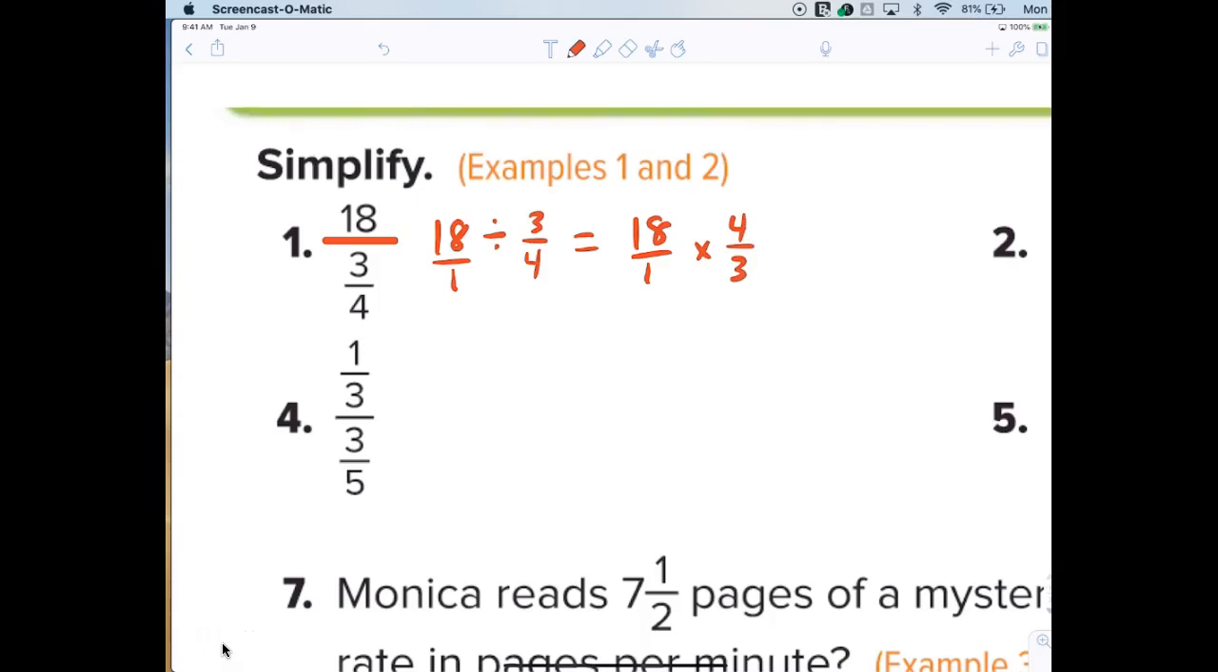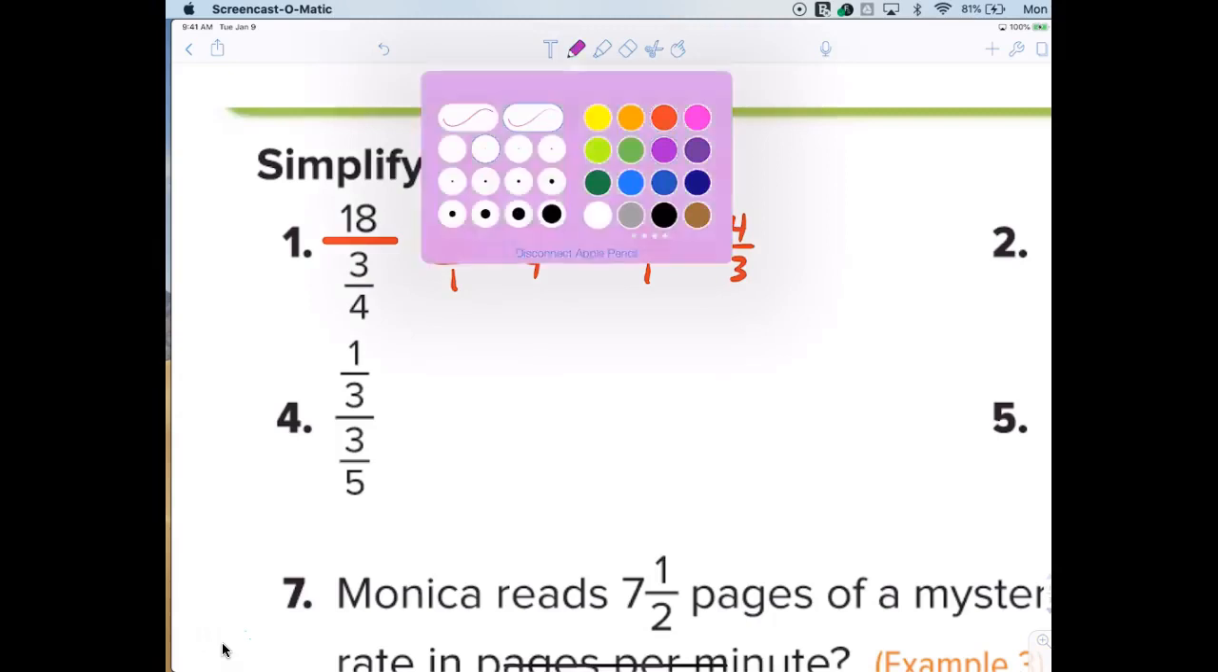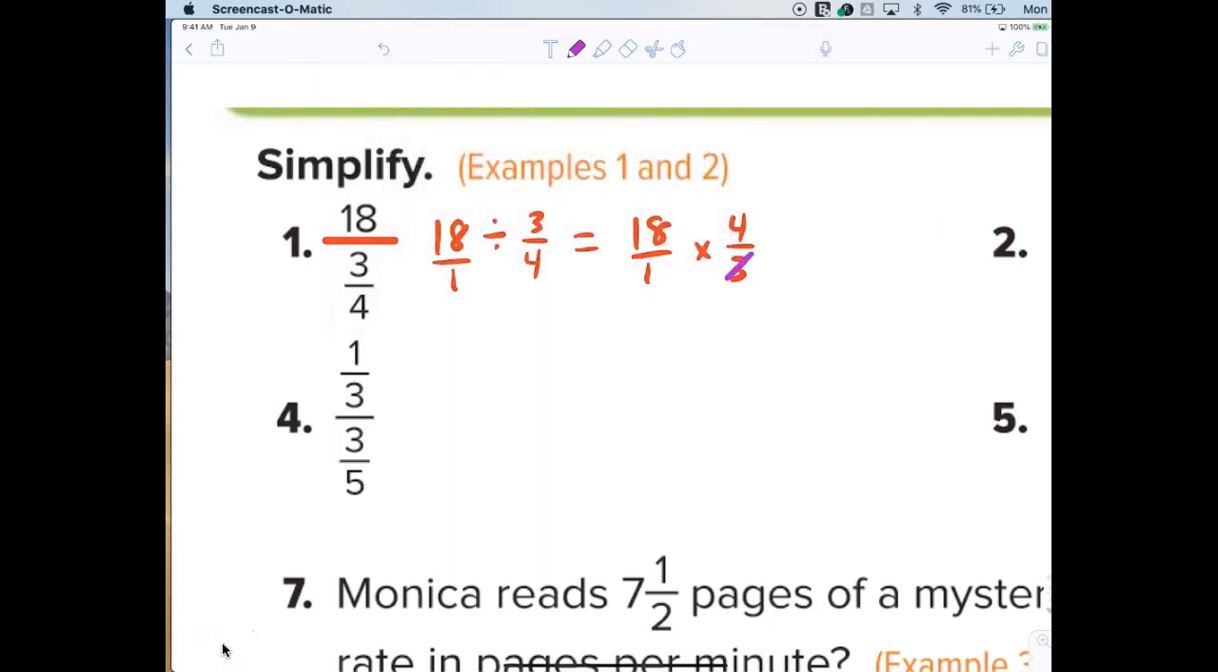And now what am I doing with the next step? We're cross-canceling. All right, so we would take the 18 and the 3. 3 goes into 3 how many times? And 3 goes into 18, 6. So my final answer after all that is just what? Yeah, 24 over 1. And we would, of course, just say that's 24.